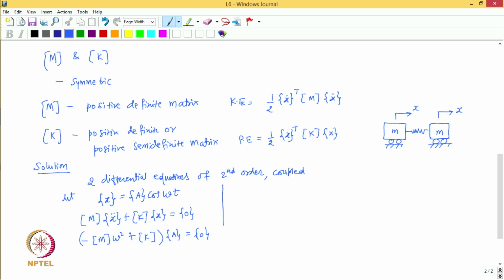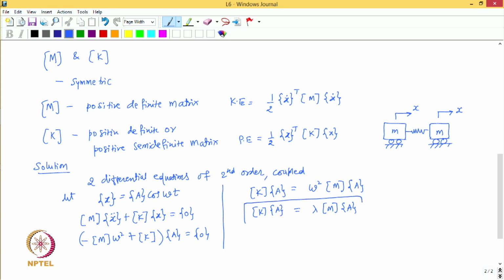And this can also be written as k a is equal to omega square m a. And if we represent this omega square by a variable lambda, then we can write this equation as k a is equal to lambda m a.